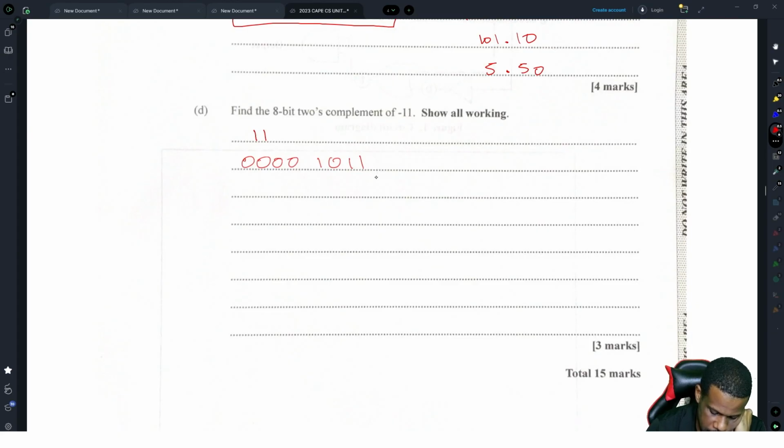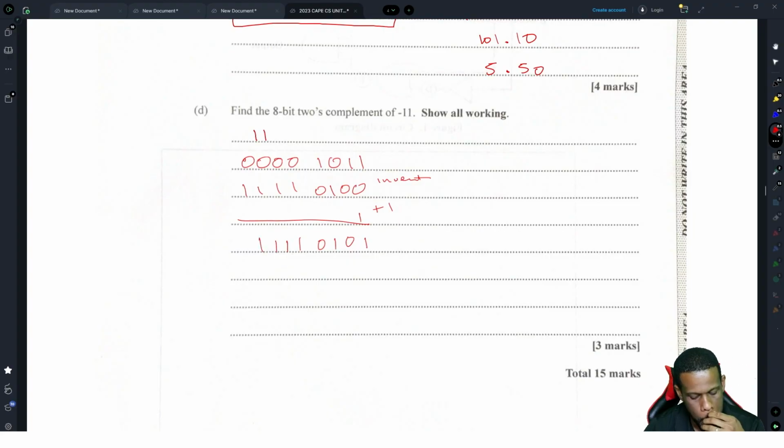Then we have to invert: 1, 1, 1, 1, 0, 1, 0, 0. After you invert, then you have to add 1, boom, and you get 1, 1, 1, 1, 0, 1, 0, 1. And Bob's your uncle, that's negative 11. You could easily check that. But 2's complement, that's key.